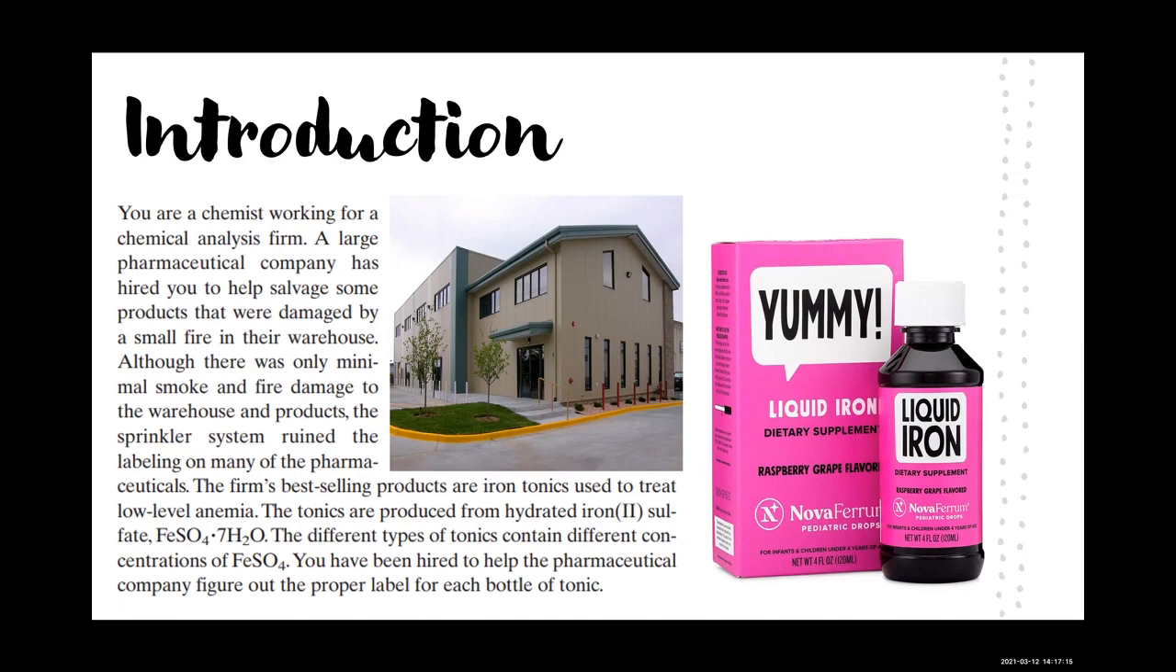The firm's best-selling products are iron tonics used to treat low-level anemia. The tonics are produced from hydrated iron(II) sulfate, or FeSO4·7H2O. The different types of tonics contain different concentrations of iron(II) sulfate. You have been hired to help the pharmaceutical company figure out the proper label for each bottle of tonic.